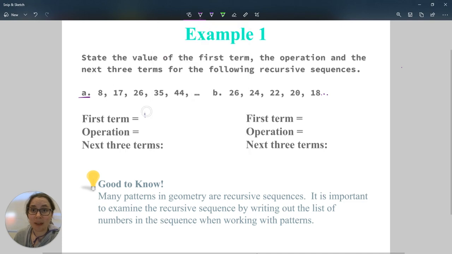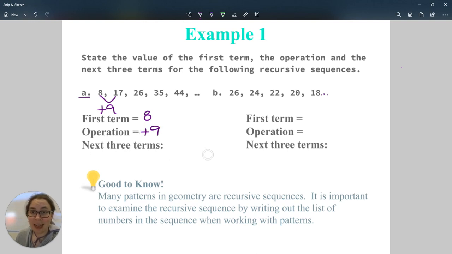Now, what is happening to our numbers each time? What happens to that 8? Well, we go from 8 to 17. It's going up, so it's going to be plus. All right, how do I get from 8 to 17? Well, that's plus 9. So operation, what's happening to it? Plus 9. Lastly, I need the next 3 terms.